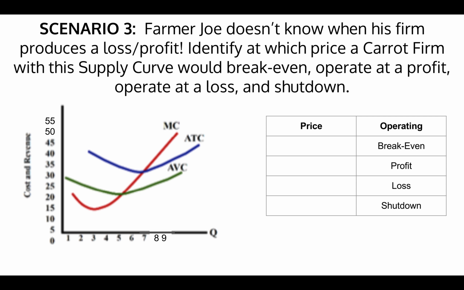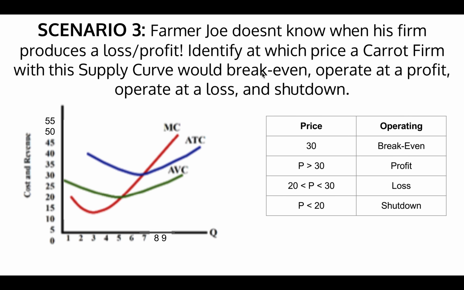Okay, so you can see that we break even at a price point of $30 because that would be where MR equals MC and the ATC curve is at the minimum point. At a price greater than $30, we have a profit because the ATC would be below the price point line.